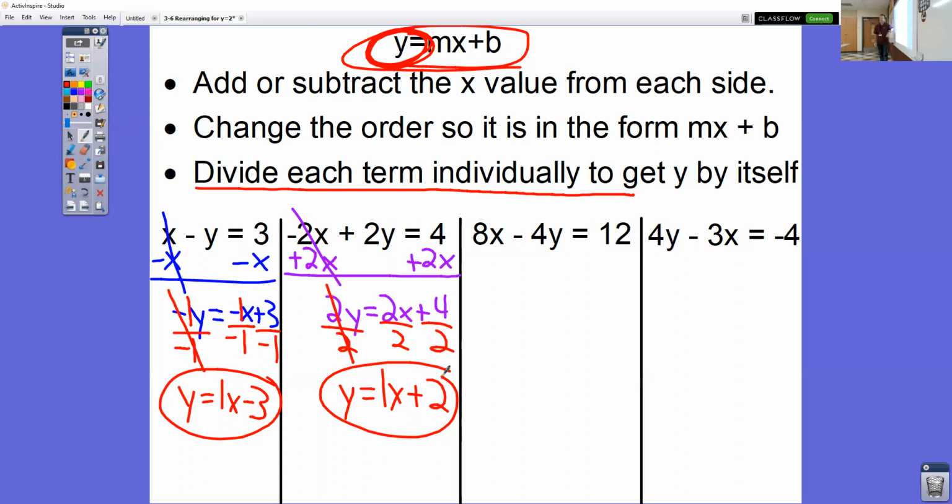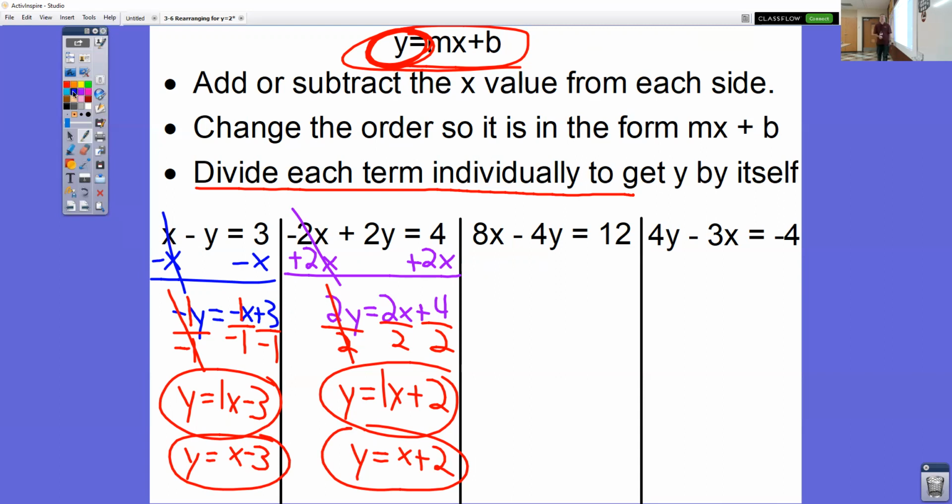If you wanted to write this a little bit more maturely, you could write y equals x plus 2 instead of putting the 1 in front. Both of these answers are exactly the same. Same thing with this first one. If you wanted to write it like this instead, y equals x minus 3, those are exactly the same thing.